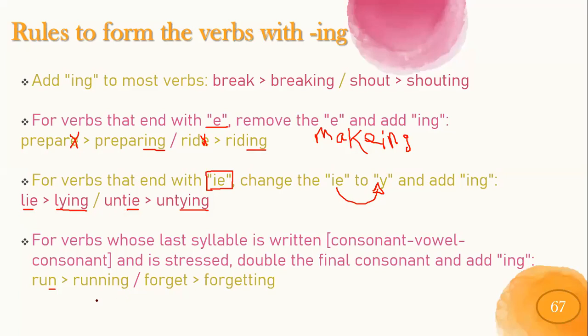Then add ing. Example, run, running. Forget, I'm stressing on the t, forgetting. So when the verb ends with consonant, vowel, consonant, and I'm stressing on it with a short vowel sound, then I have to double the last consonant and add ing.